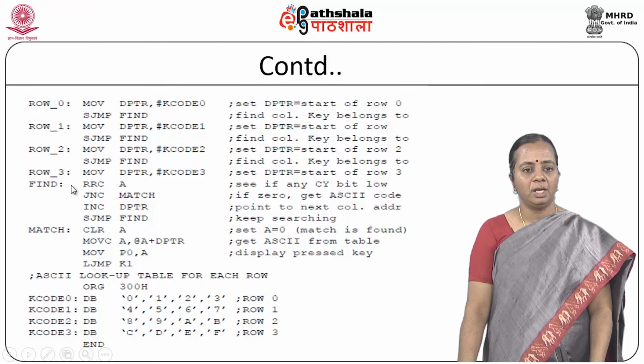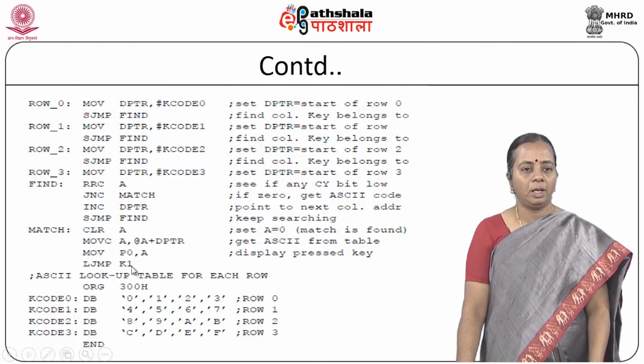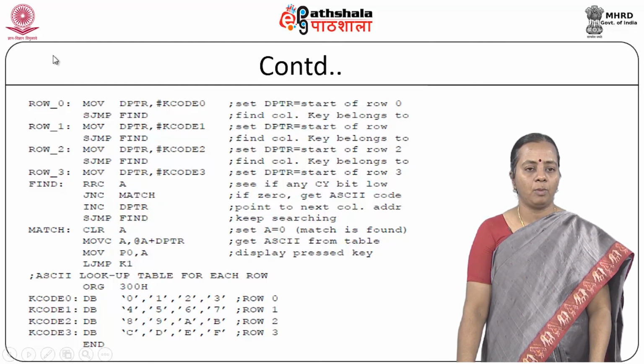When I find there is no carry, then I have found the key. If JNC, no carry, then I come to match. There I clear A, and I move the content at DPTR to A. Now that A is given to P0, which will display the pressed key. And again I will be rotating it from the beginning, LJMP K1 is the start.